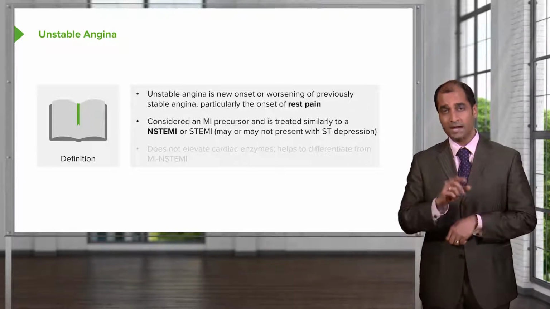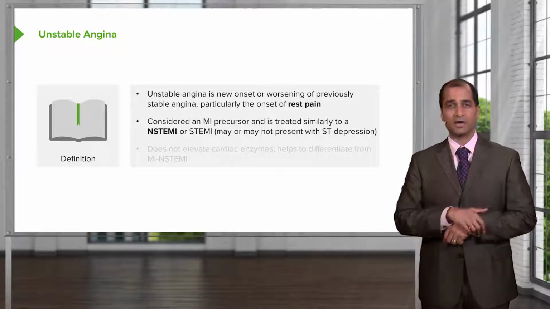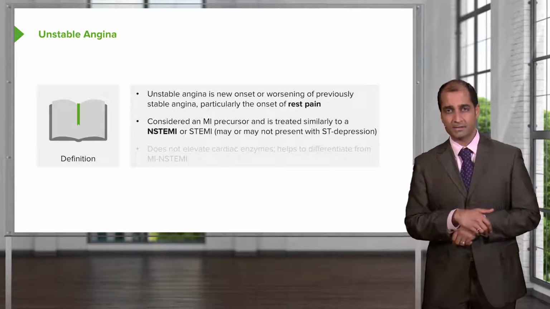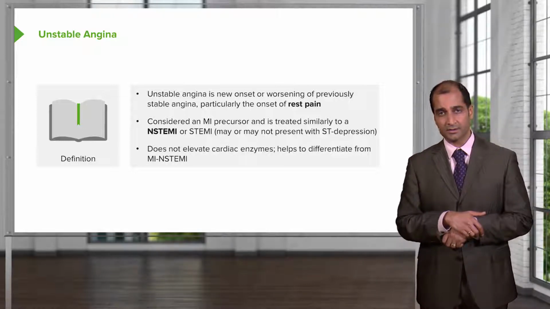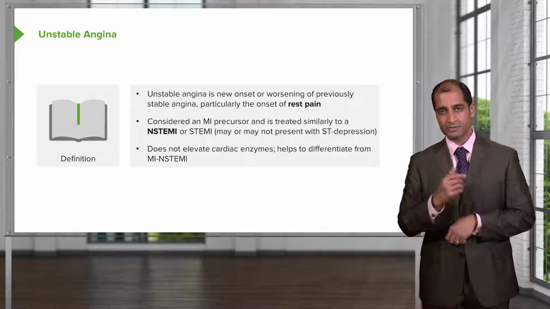So therefore, you might find a non-STEMI, which means an ST depression, but will you find a cardiac enzyme to be elevated in unstable angina? No, you will not. And we discussed that earlier. What is the gold standard cardiac enzyme? Troponin I, and I'll show you why.